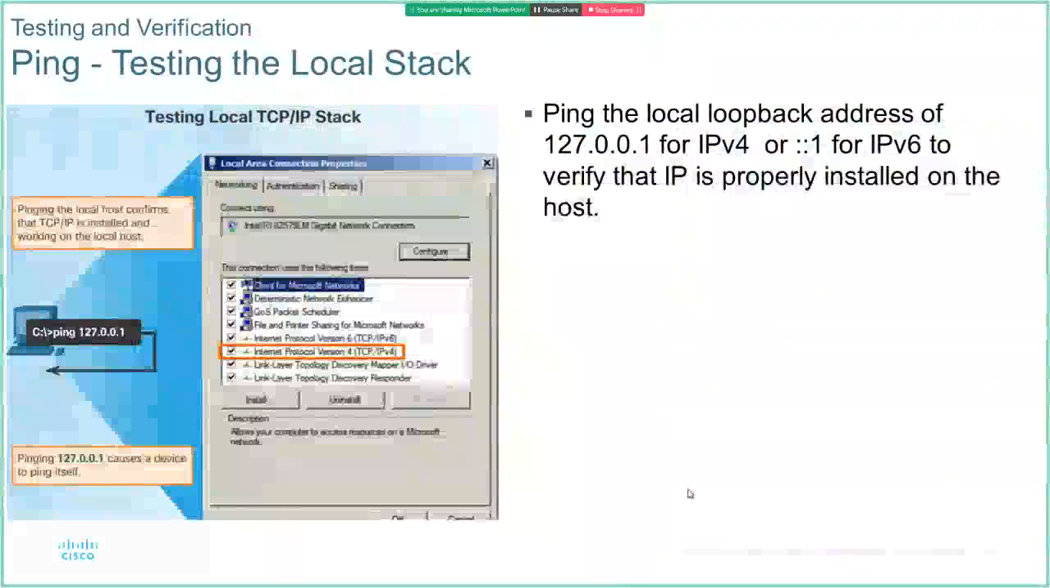Again, we have to check which protocol we're using. So in the local host, we can confirm addresses for v4 and v6. And remember, if we ping the loopback address, we check the local network card is functioning correctly.